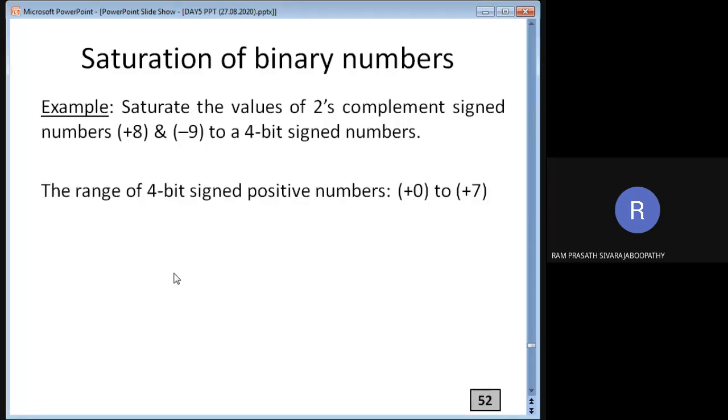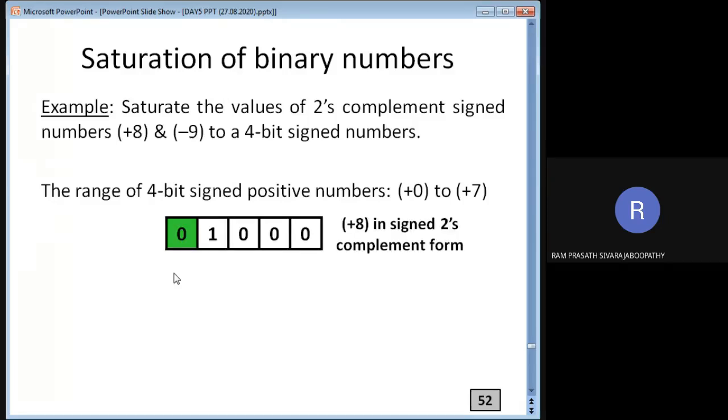So for a 4-bit signed number, what is the range? For positive numbers it is +0 to +7 only. But what number have they asked? They have asked +8, correct? To represent +8, how many bits are needed? It needs 5 bits. So this cannot be represented. See, if I am using a 4-bit representation, +8 cannot be represented. So what do I have to do? I have to go for binary saturation.